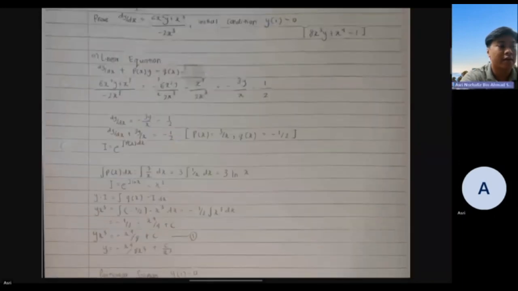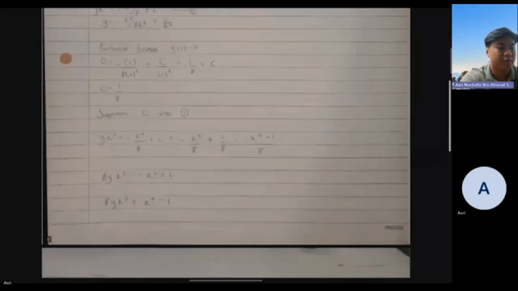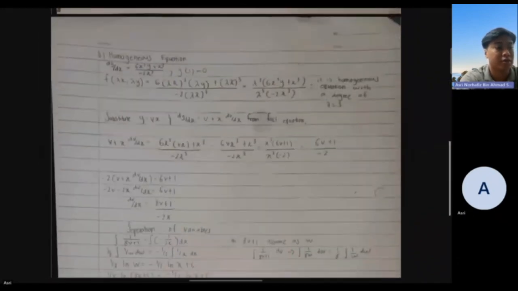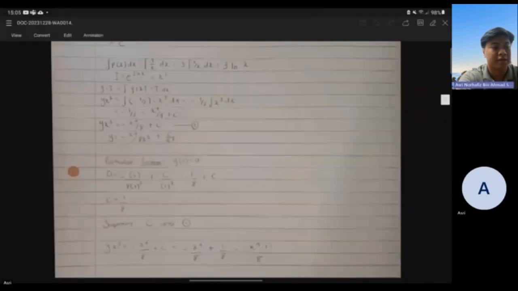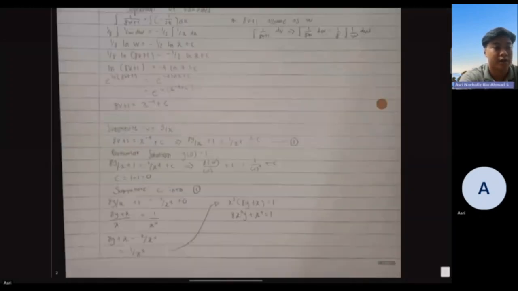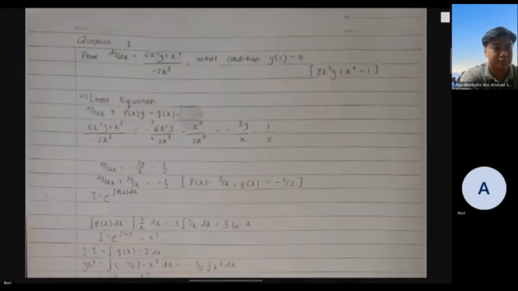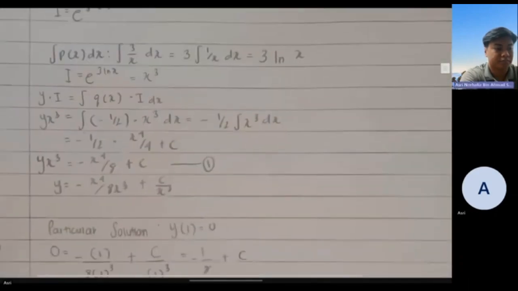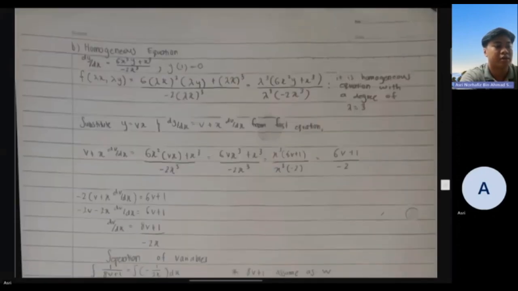For A, I'll be doing the linear equation, and this is my manual calculation. B is the homogeneous equation, and this is my manual calculation for the homogeneous equation. Both of these methods, linear equation and homogeneous equation, give the same answer. Same goes with the homogeneous equation.